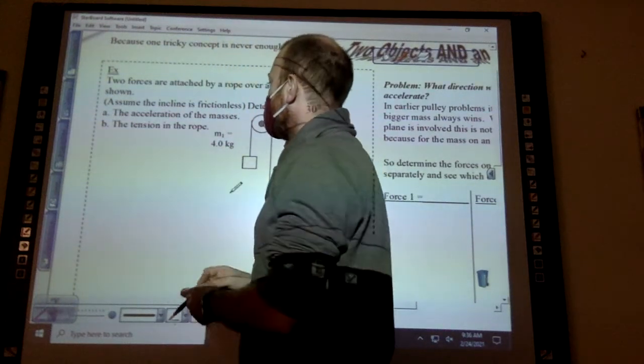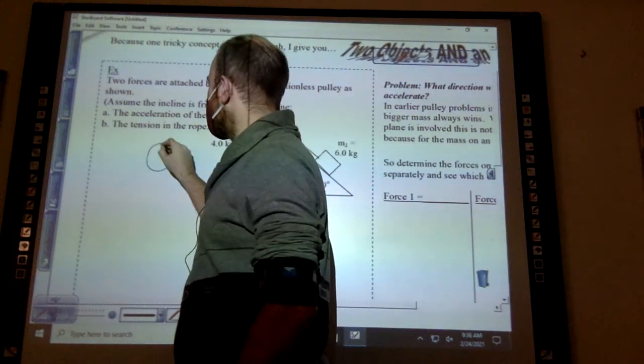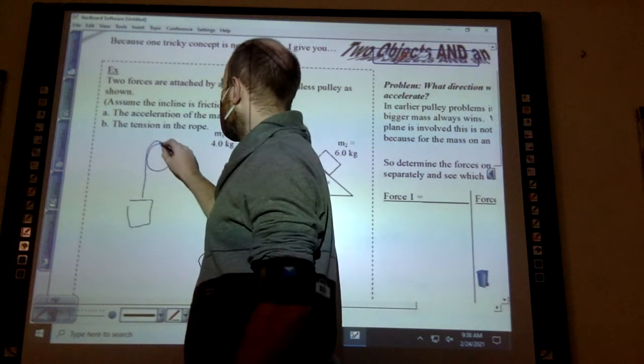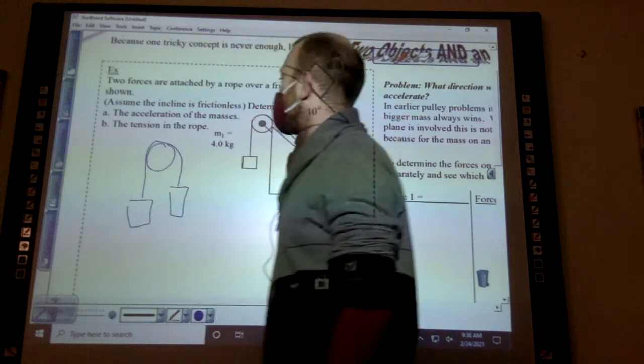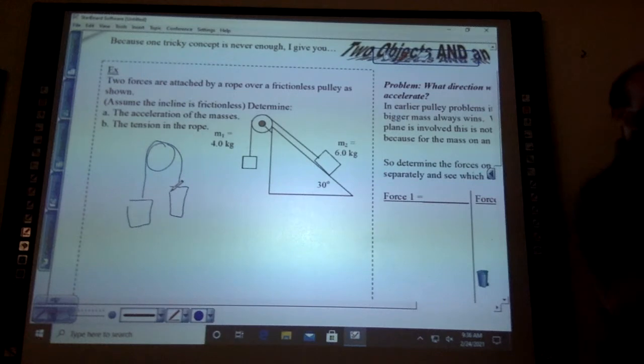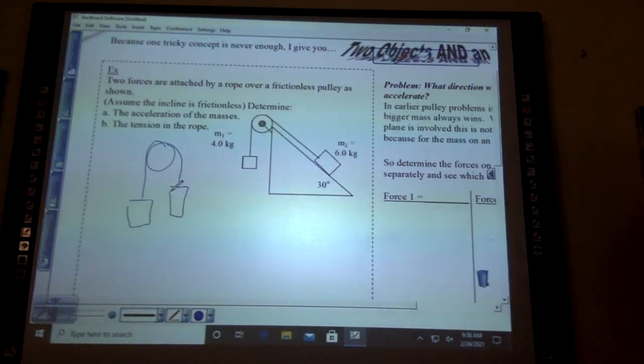When we had the system that looks like this, where there's two objects on a rope, but this time they're both vertical, how could you figure out what direction this is going to go? Yeah, the heavier object goes down, the lighter one goes up. So again, with this, it's really easy to tell direction.